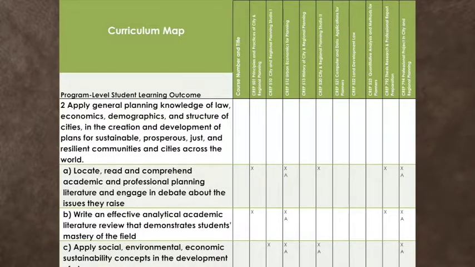This is applying general planning knowledge of law, economics, and so on, in the creation of just, prosperous, resilient communities. So here's the sub-outcome. Can they find, read, and comprehend academic and professional planning literature and engage in debate about the issues that they raise? It's covered in these 5 courses. And in this case, they did an A, so it'll be assessed here and again here. This is the sequential nature of the curriculum. Therefore, you could do a preliminary assessment here, and if you're not really hitting where you want it to be, you can focus more in these courses to make sure you're really hitting it out of the park by the time you get to the end.